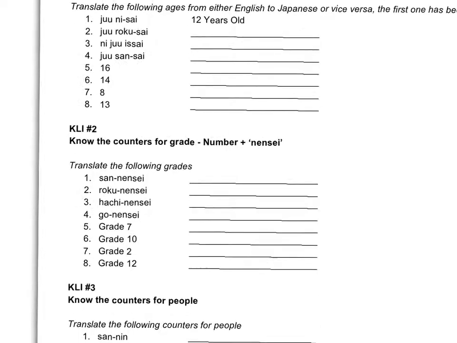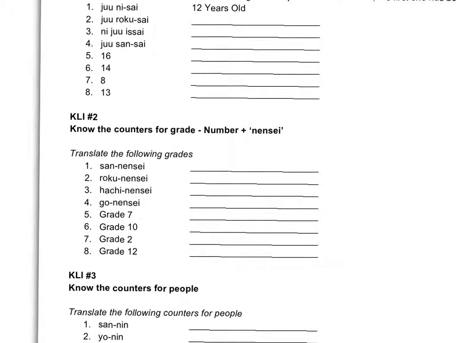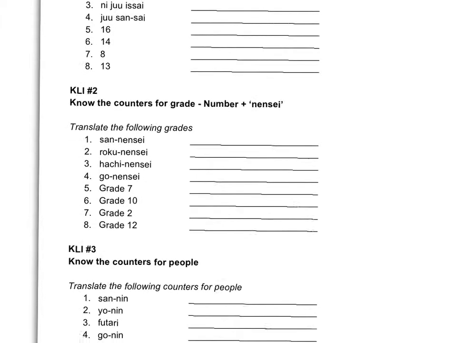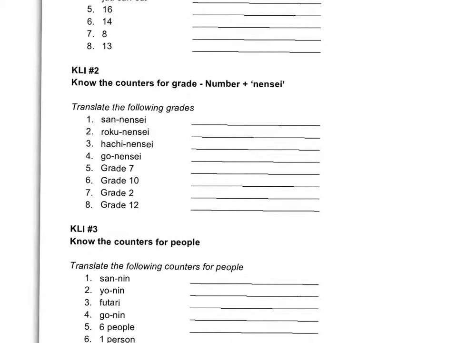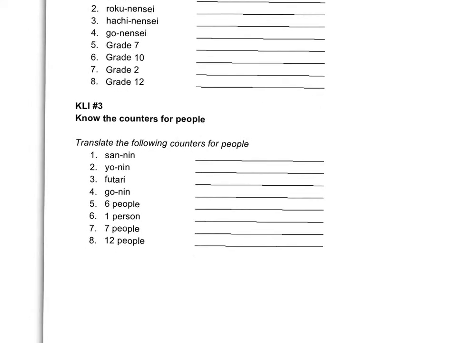KLI 2 helps you know the counters for grade, so that's the number plus nensei. So you just need to translate the following grades. You can see there that there's some written in Japanese, translate them to English, and then vice versa as well. Then down the bottom, KLI 3, know the counters for people, and have a little bit of practice there as well. So have a go of doing that one.